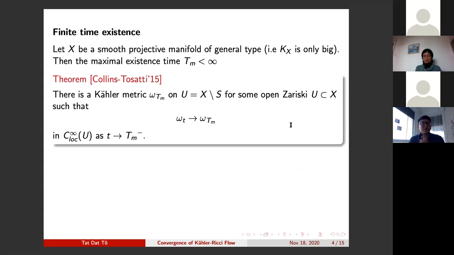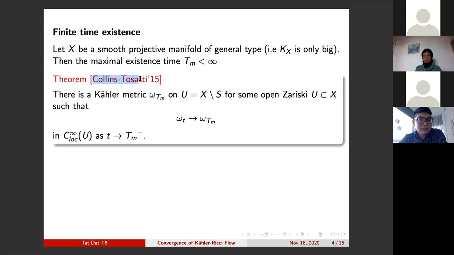What I was interested in is the case of finite existence time. That means the maximal existence time is finite. So let X be a smooth projective manifold of general type. That means Kx is only big. We don't need to add the condition nef here. So because Kx is only big, not nef, the maximal existence time is finite.